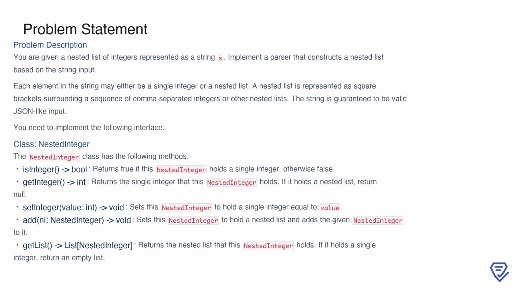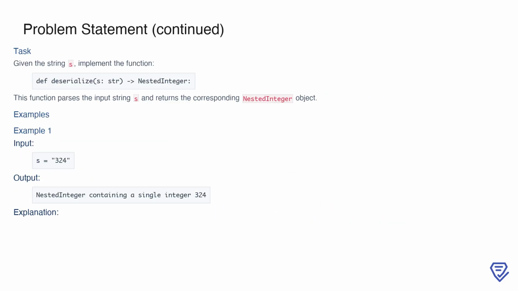These methods include checking if the object holds a single integer, retrieving that integer, setting the object to hold an integer, adding another NestedInteger object to form a nested list, and finally retrieving the list itself. This ensures we have a clear and flexible interface for handling both integers and nested lists. The main task is to implement the deserialize function, which takes a string S and returns a NestedInteger object that represents the structure described by the input.